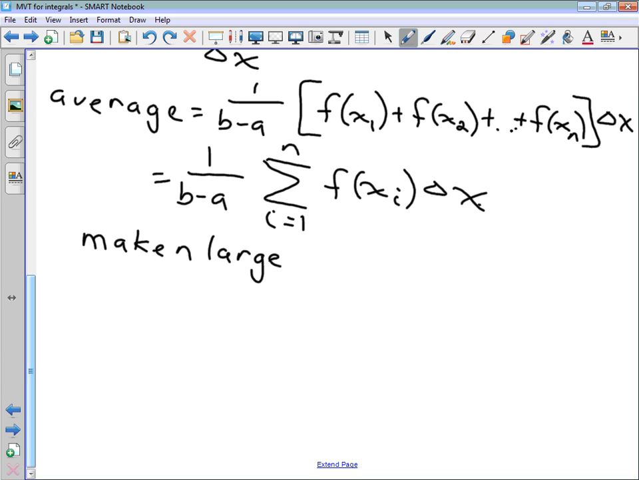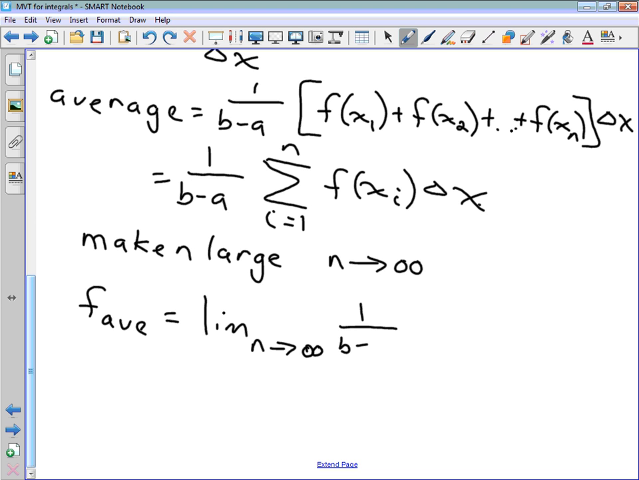Because if we want to make our average really, really good, we're going to increase the number of points that we're averaging together, making all of these little intervals that we're choosing the y values from really, really small. So we're going to let n tend to infinity. So the average value of our function is going to be the limit as n goes to infinity of 1 over b minus a, the sum, i goes from 1 to n, of f at x_i delta x.